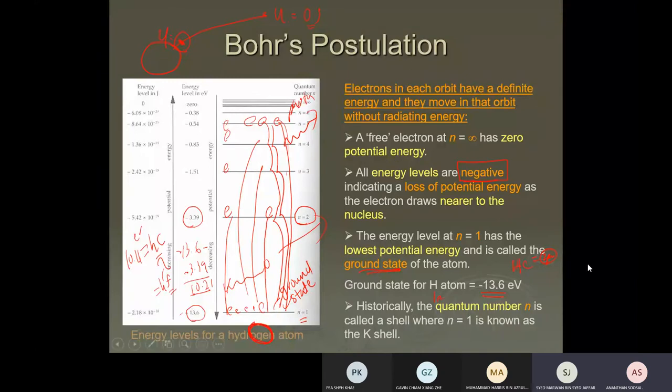Okay. So yes, the ground state value differs for different atoms. But the one so far investigated is the hydrogen atom. It's 13.6. The n stands for quantum number. This is quantum number 1, quantum number 2, quantum number 3. The derivation of this energy level n1, n2 is from the quantum number.